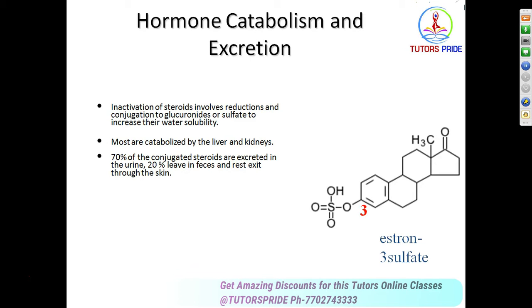They are converted into either glucuronide forms or sulfate forms. Why are they converted into these forms? If they are converted to glucuronide or sulfate form by these reactions, either reduction or conjugation, then the water solubility of the steroid will be increased.